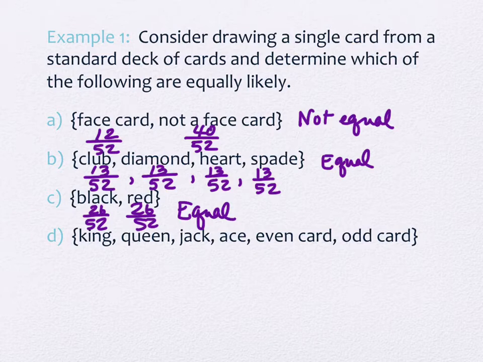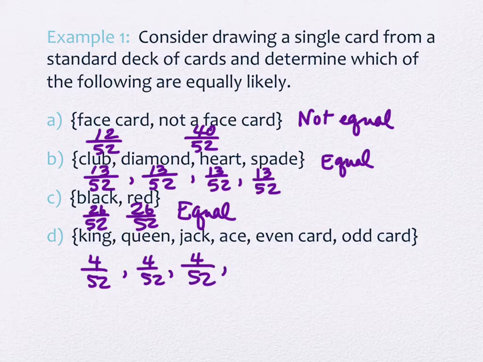All right, I have the last one. It has lots of pieces, so we'll do them each individually. How many kings? 4 out of 52. Queens? 4 out of 52. Jacks? 4 over 52. Aces? 4 over 52. And if I stopped right there, the events would be equally likely, right? Because those were all 4 out of 52s.